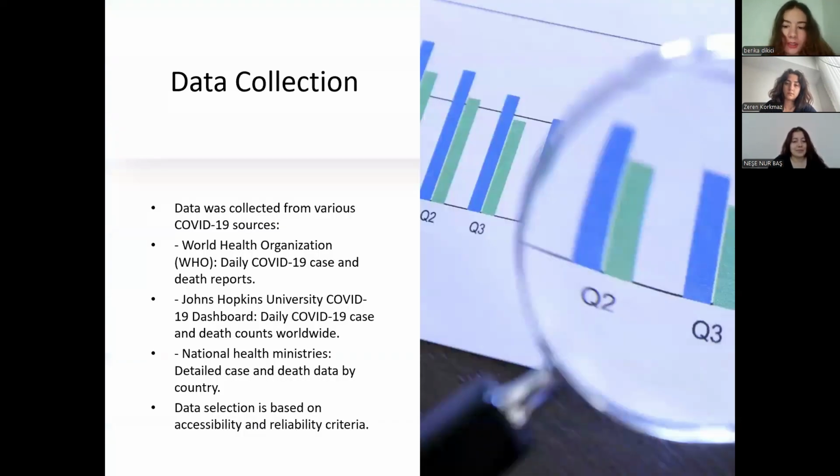In our report, we aim to analyze the worldwide effects of the COVID-19 epidemic from various perspectives. This analysis is based on factors such as COVID-19 cases and death rates in different countries. To analyze this topic, we started with data collection, and we collected the data from various sources, such as the World Health Organization, Johns Hopkins University, and other national health ministries. We made sure that the data we are getting is safe.